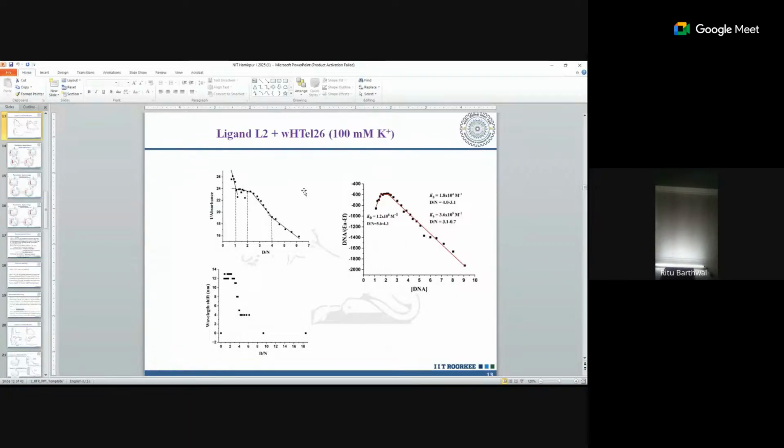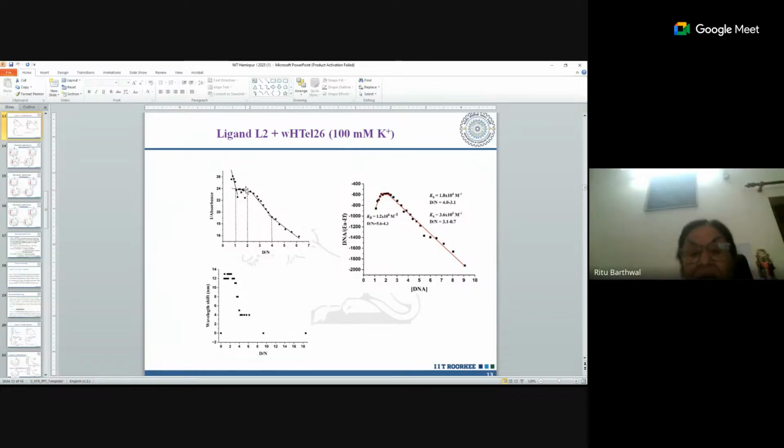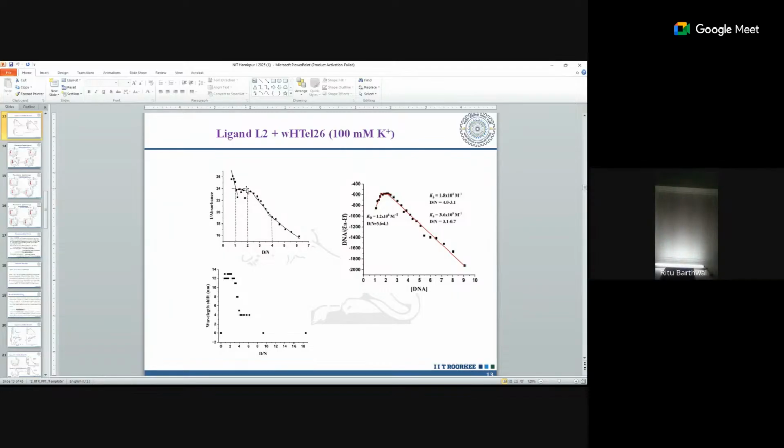You can see one type of binding was occurring, then as we increase DNA, another type of binding is occurring. Which means two types of associations may occur. If you see, a lambda shift has suddenly occurred at this point. Suddenly so much of lambda shift has occurred, which means a new complex is being formed, and this gives you an idea about the stoichiometry.